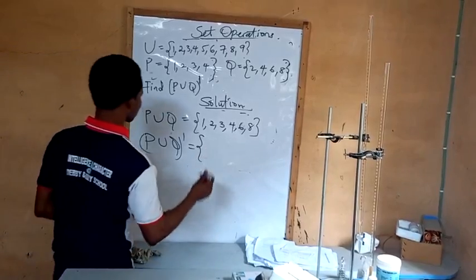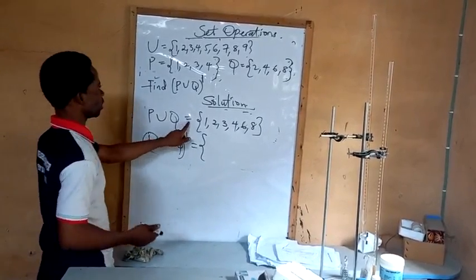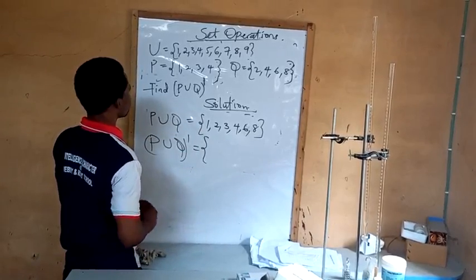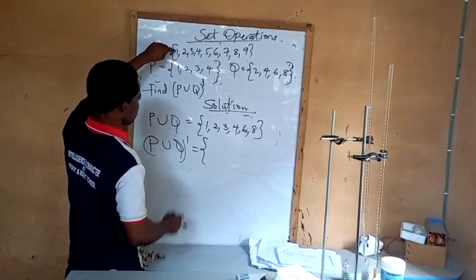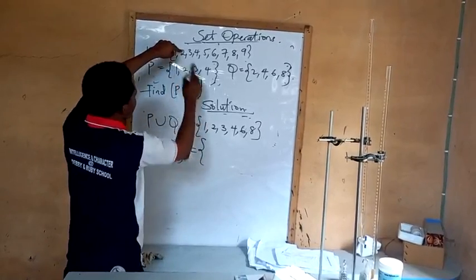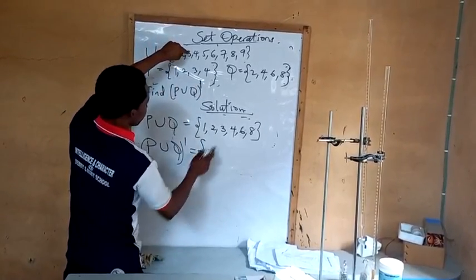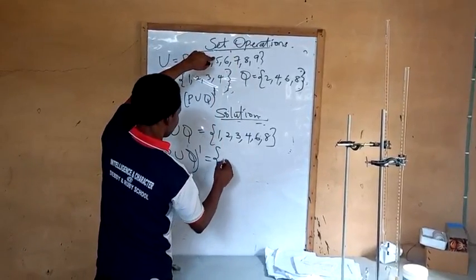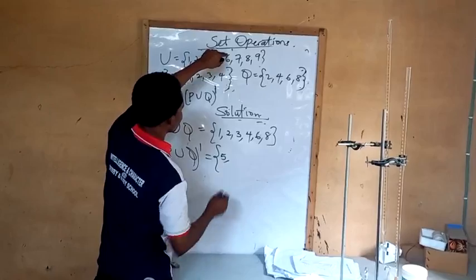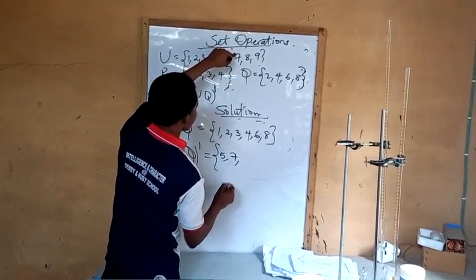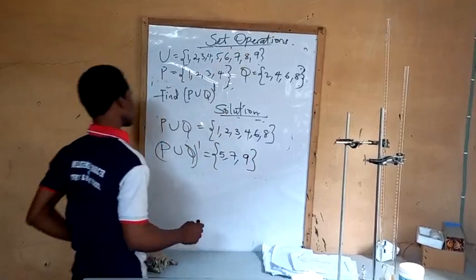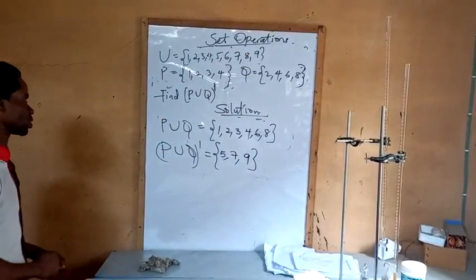Now let's check. One can be found inside P union Q, and can be found in universal. One, you can see it here. Two, you can see it here. This is our universal. Three, you can see it here. Four, you can see it here. Five, you can see it here. Six, you can see it here. Seven, you can see it here. Eight, you can see it here. Nine, you can see it here. So that is 5, 7.